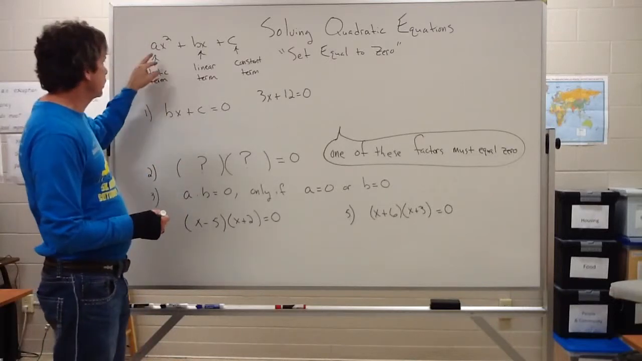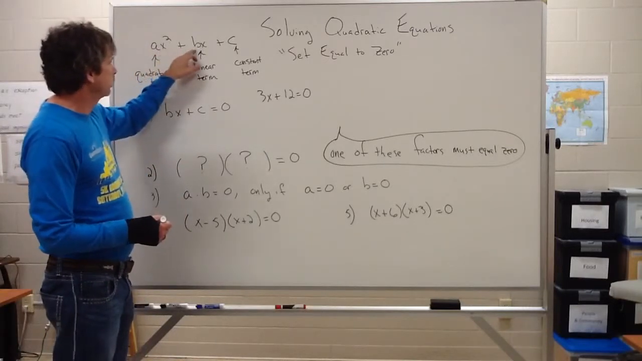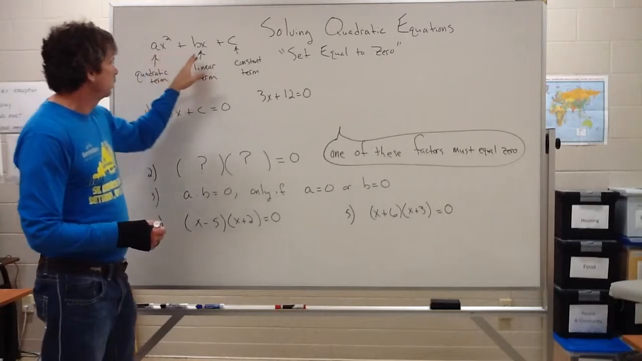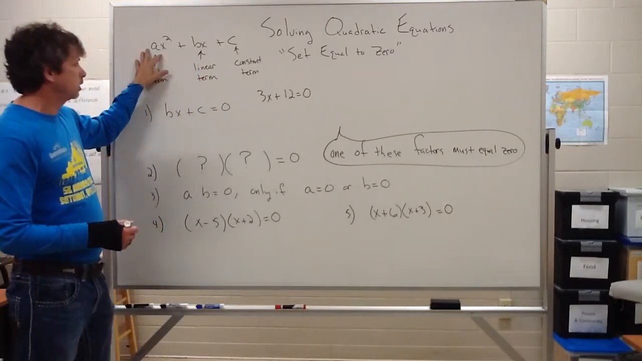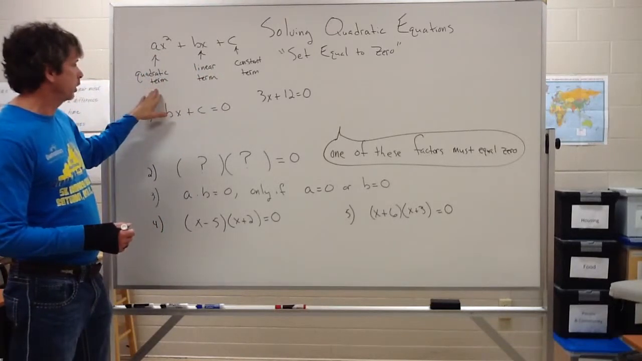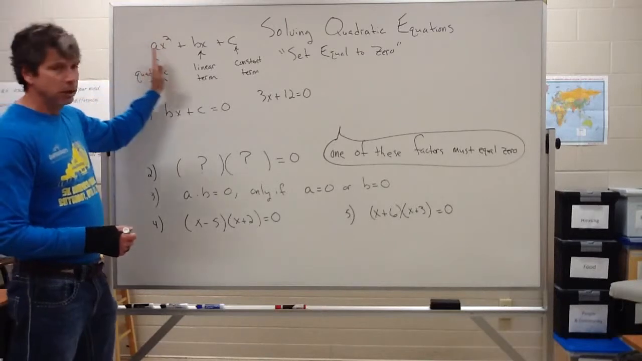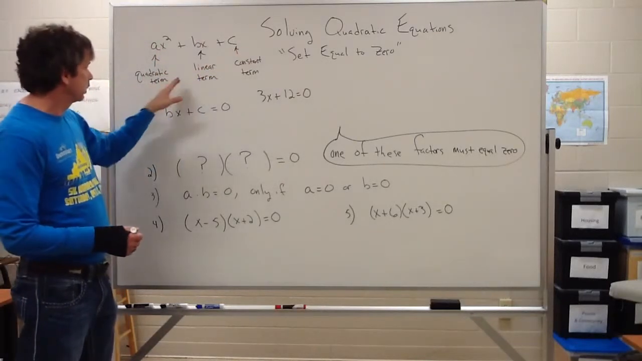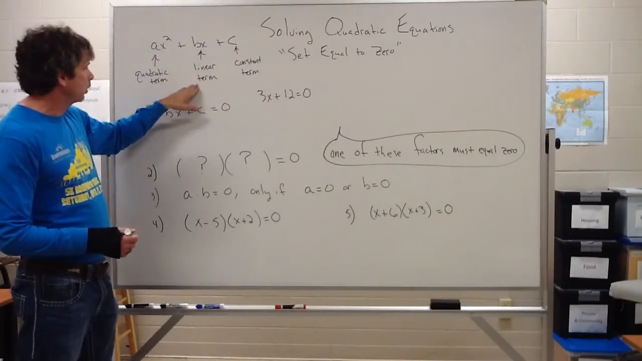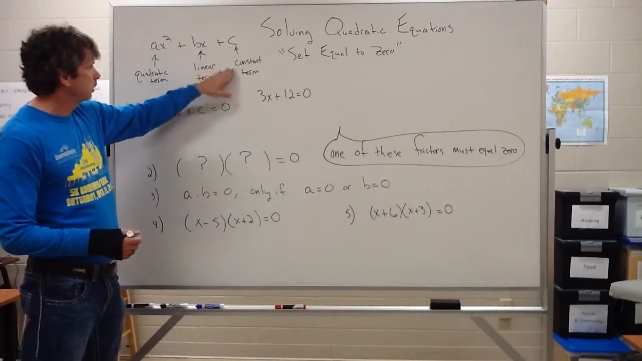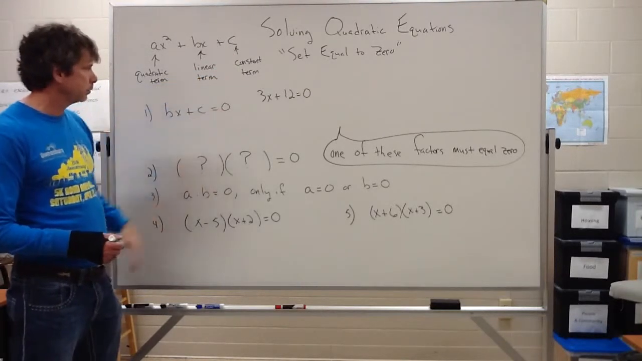A quadratic equation we've been working with is ax squared plus bx plus c. It has this term here, it's very special. It's called the quadratic term. So if you see this term in a problem, it becomes a quadratic equation. The bx term is what we call the linear term, and then the c is called our constant term.